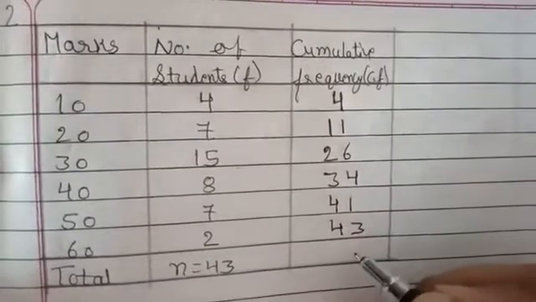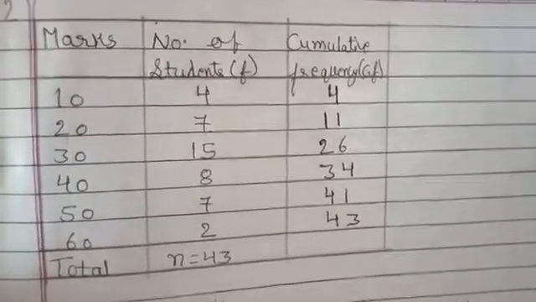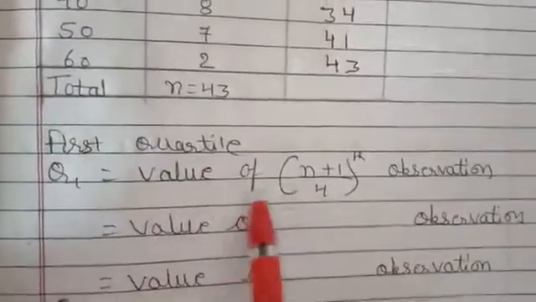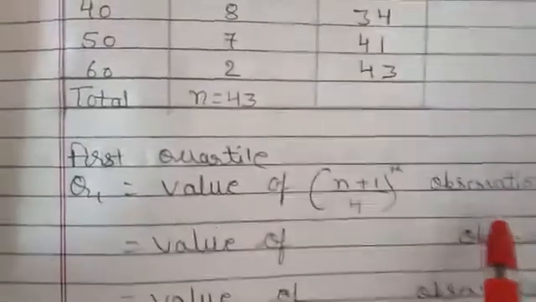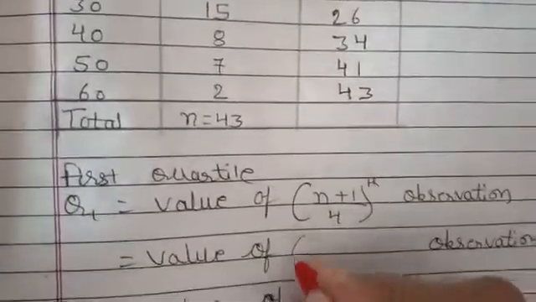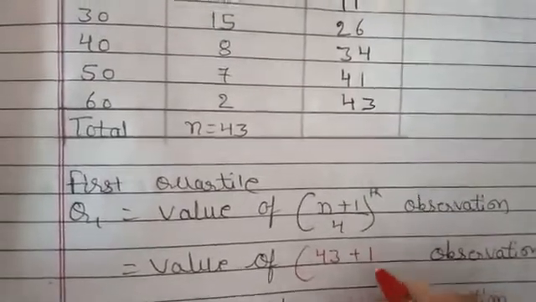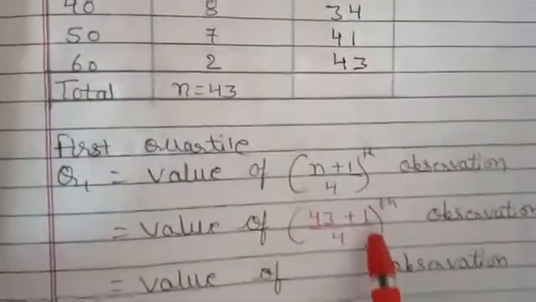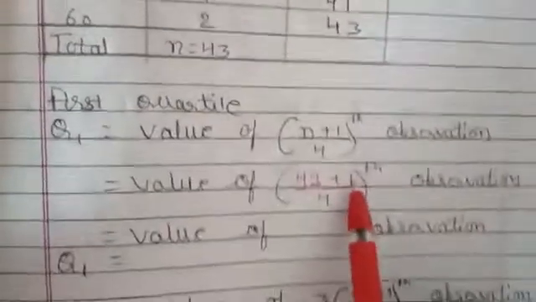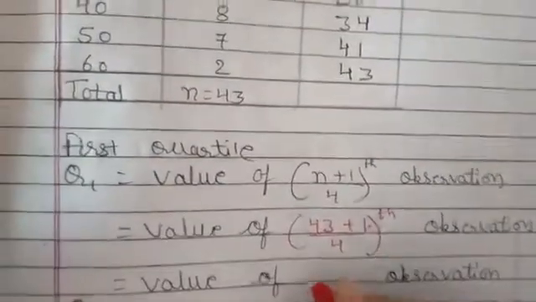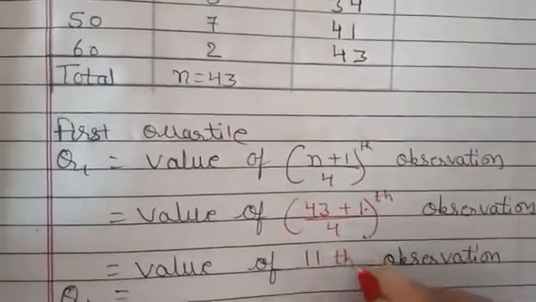Now CF we have found. Now we will find out Q1 and Q3, that is first quartile and third quartile. So our formula for finding first quartile is value of n plus 1 upon 4th observation. What is our n over here? 43. So value of 43 plus 1 upon 4th observation. Now 43 plus 1 is 44 and 44 divided by 4 is 11. So value of 11th observation.